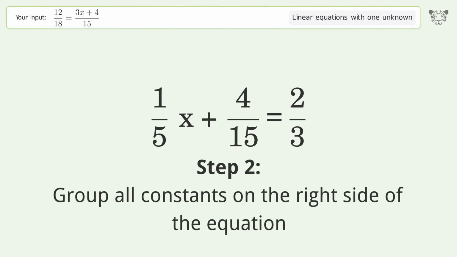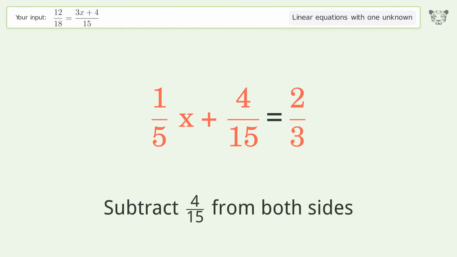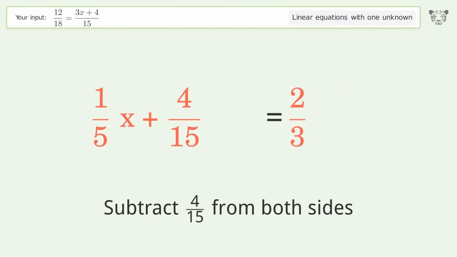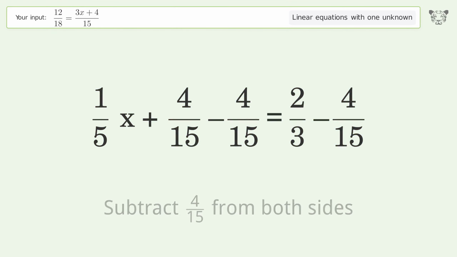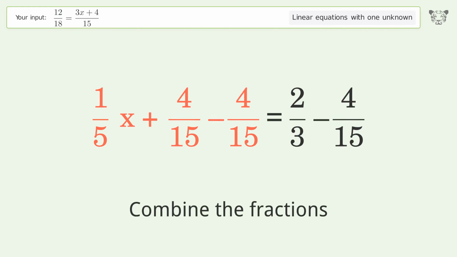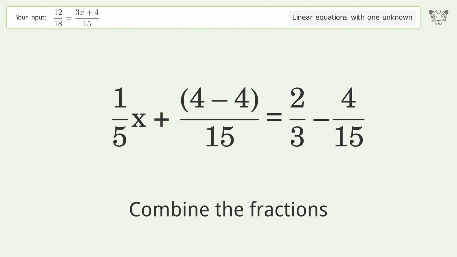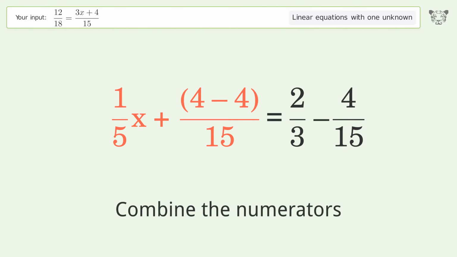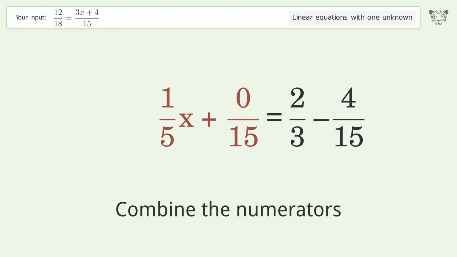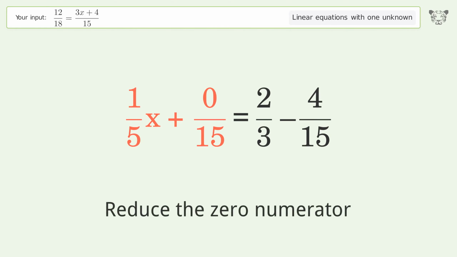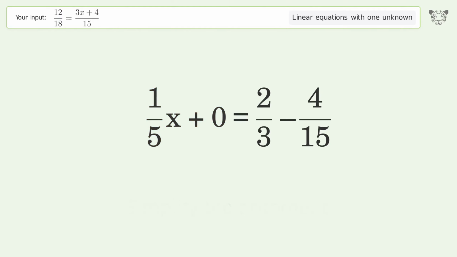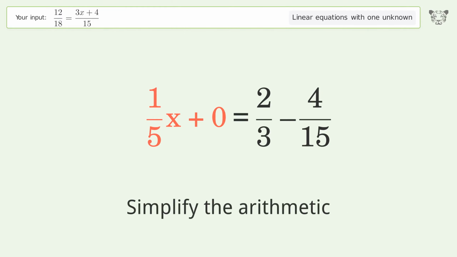Group all constants on the right side of the equation. Subtract 4/15 from both sides. Combine the fractions. Combine the numerators. Reduce the zero numerator. Simplify the arithmetic.